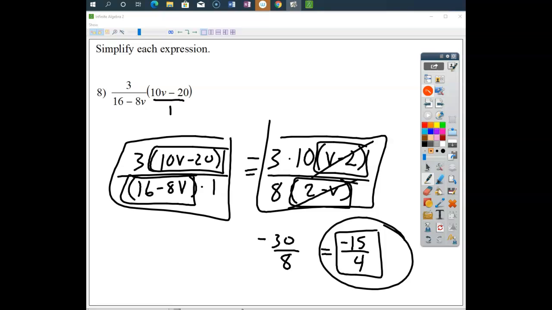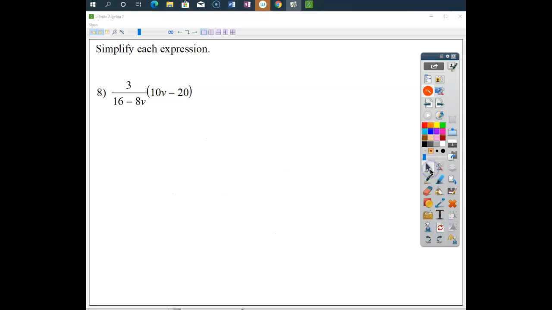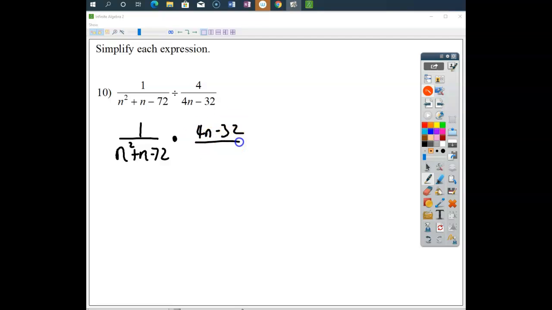Okay, so let's go ahead and move on to number 10. So now this is an example for division. When it comes to division, we do same, change, flip. So same, in other words, keep the fraction the same. Change the division into multiplication, and then flip the second fraction over.